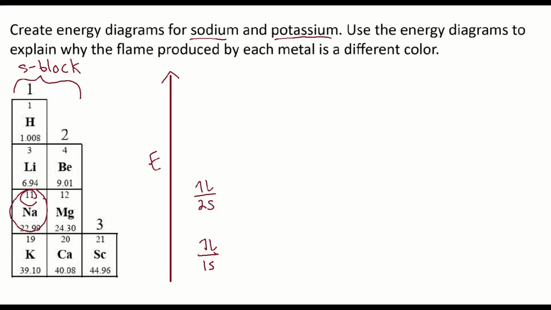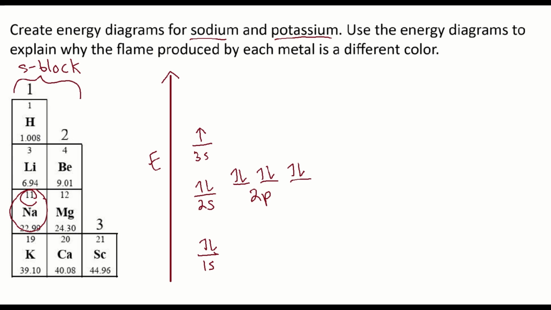And after the 2s orbital, we have 3 p orbitals in the n equals 2 second energy level. Let's fill the first 3 using Hund's rule, and then pair them up. We have 10 electrons now. We need 1 more. After we fill the 2p orbitals, we go into n equals 3, and we fill our final valence electron in the 3s orbital.